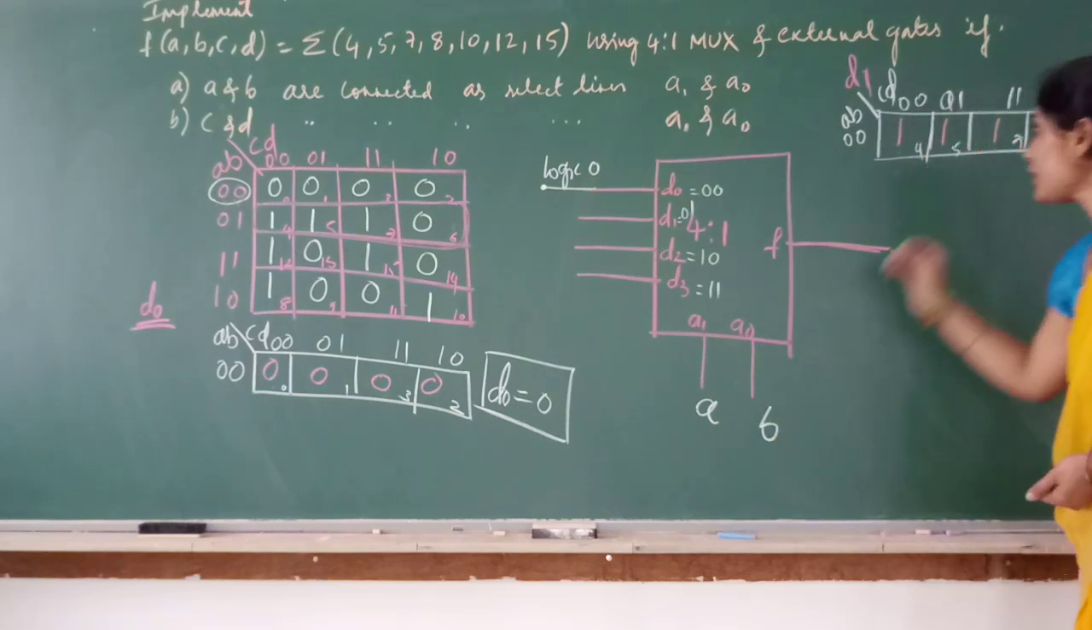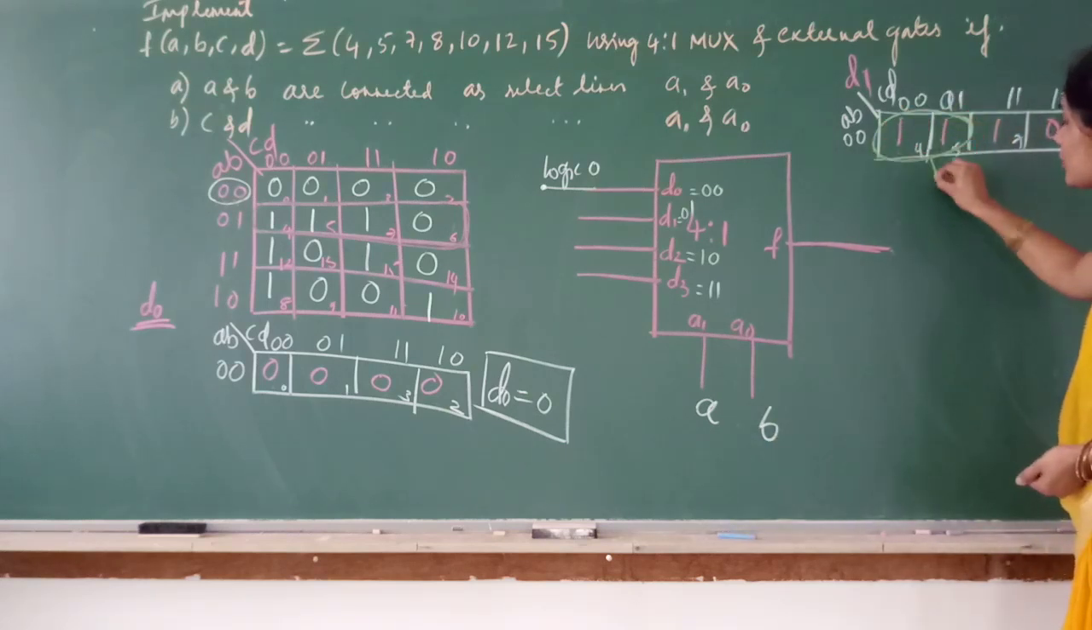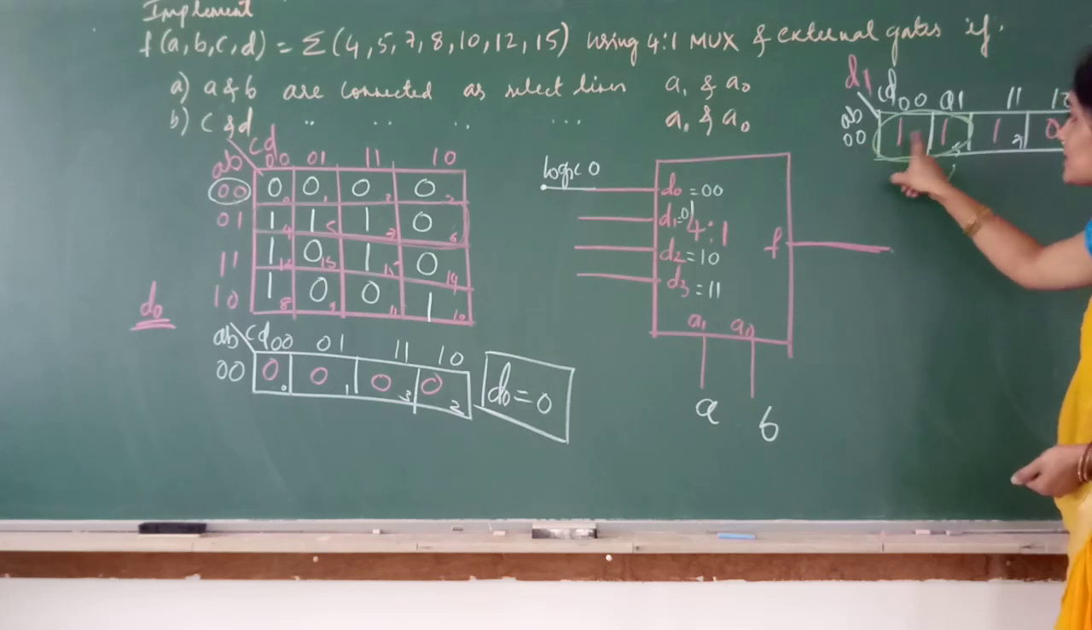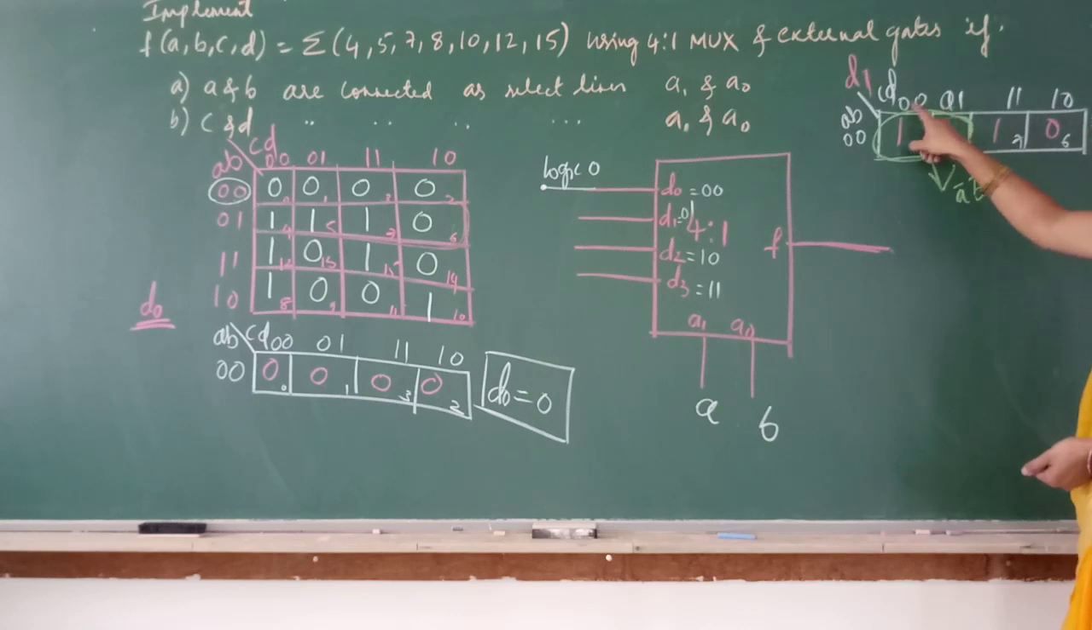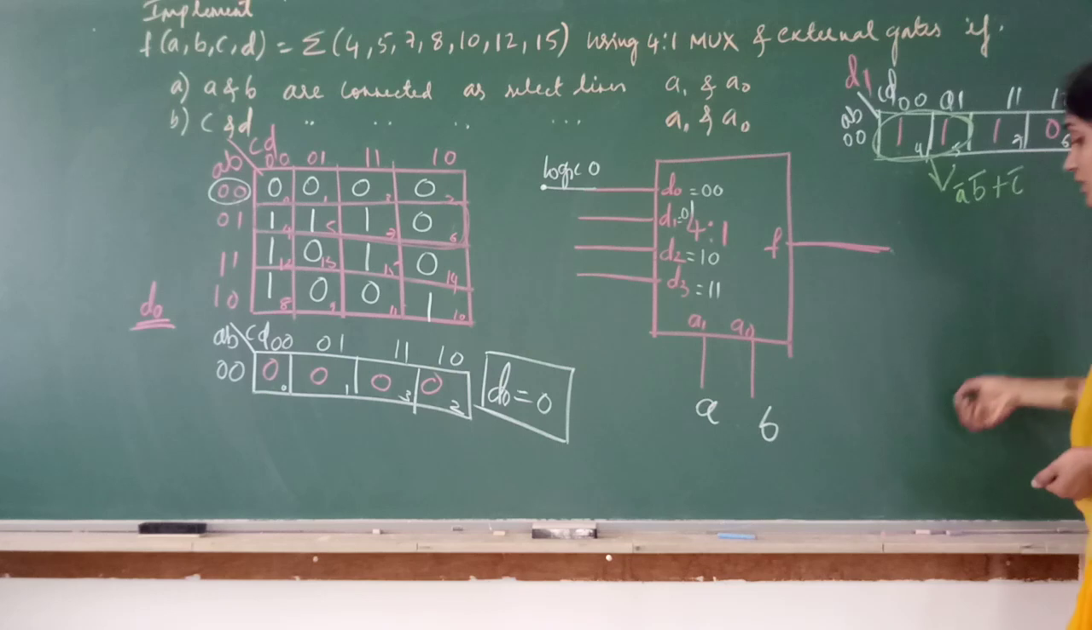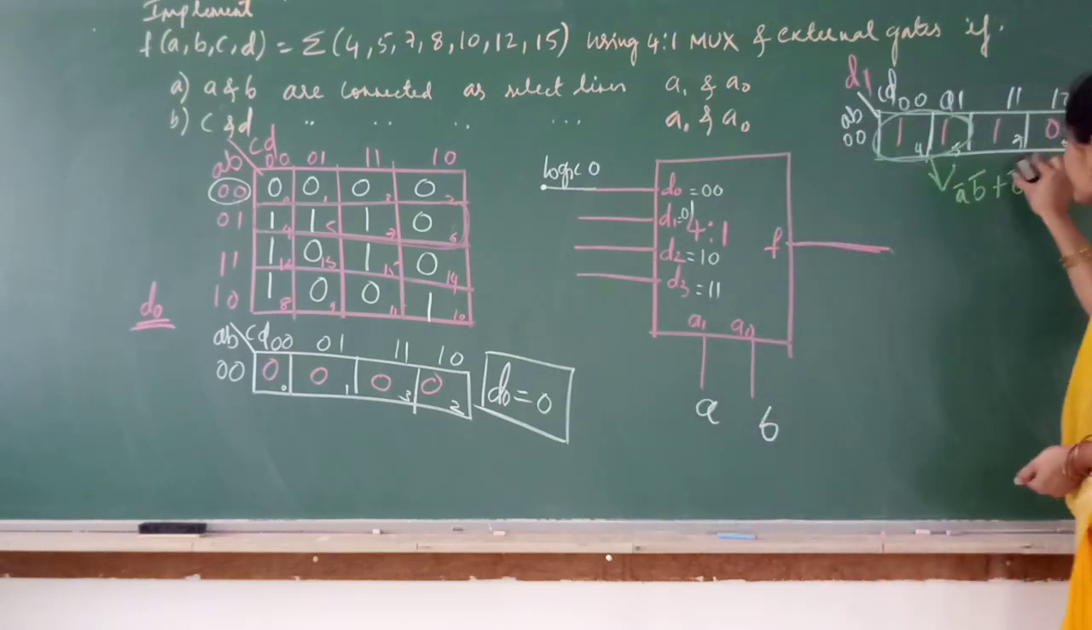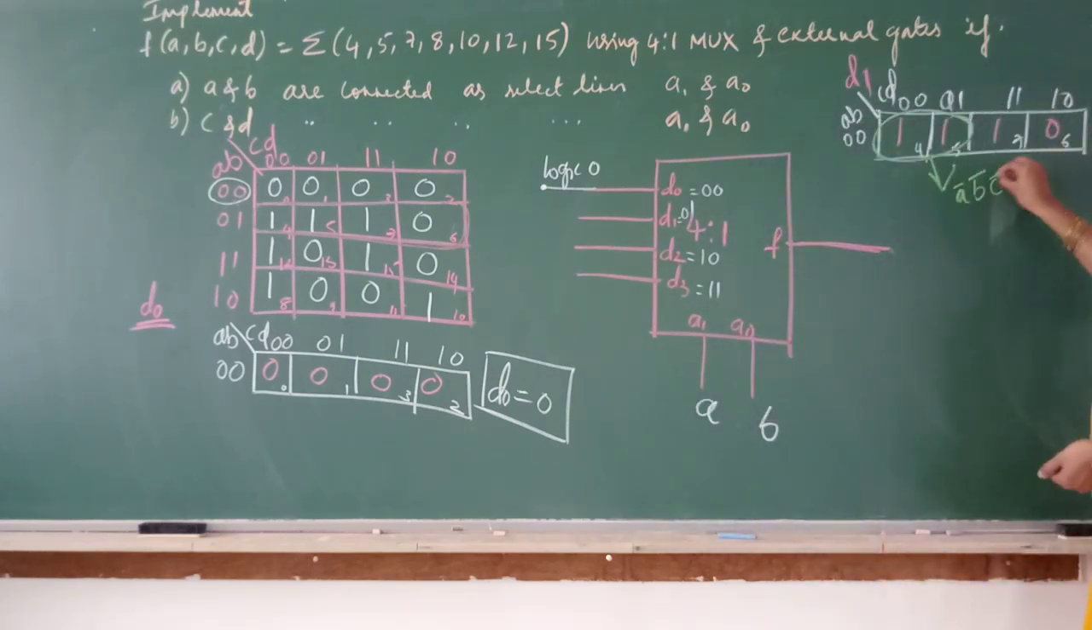If I group 4 and 5, what is the equation I get? AB is 0, 0 for both. So, it is A bar, B bar, C is 0, so C bar. Sorry, it is A bar, B bar, C bar. D is cancelled. D is taking 0 here and D is taking 1, so it is cancelled. Just group the cells just like how we do in K-map and write the equations. Exactly the same as K-map grouping. Next, A bar, B bar, C bar I got.